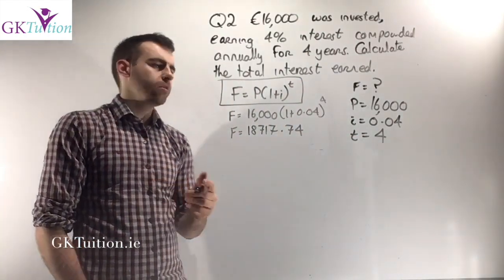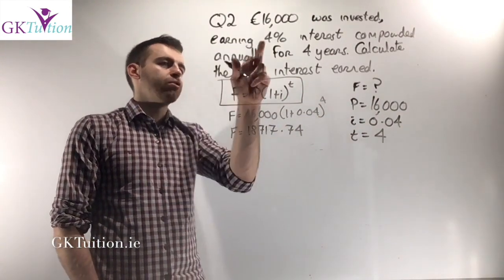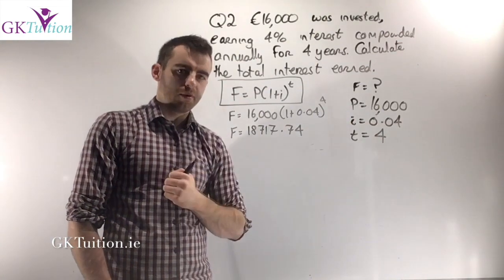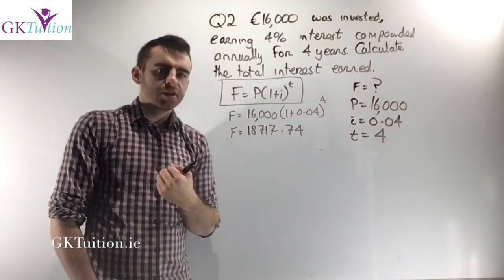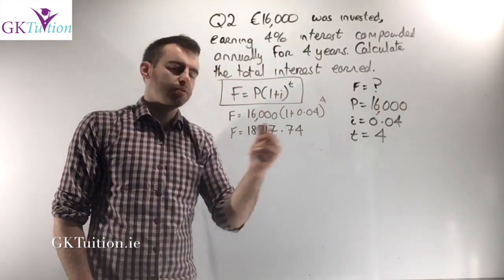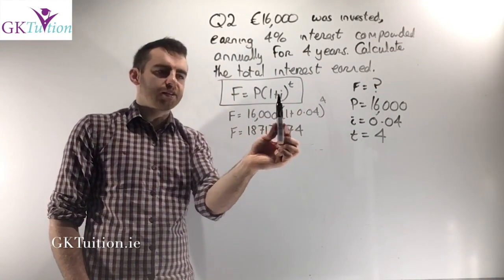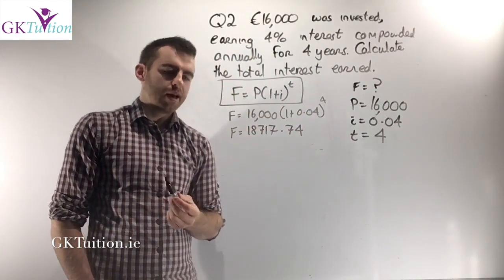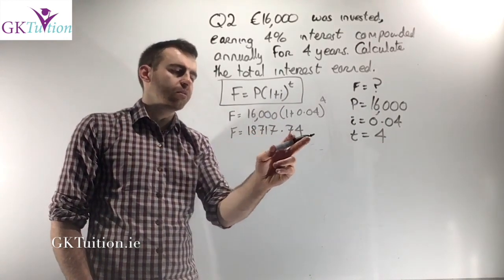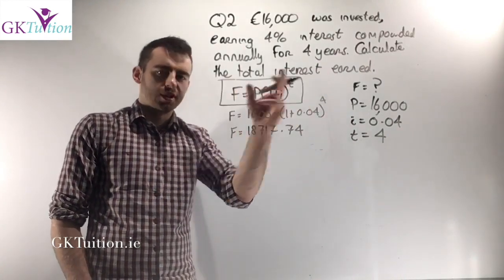been given. I know that the principal, the amount invested, was 16,000. And I know the interest rate is 4%. 4 divided by 100 gives me 0.04. While I know T, the number of times that interest is applied, well, interest is applied every year for 4 years, so T is equal to 4. I can just sub that information into the right-hand side of the compound interest formula. And I end up with the final value is €18,717.74.